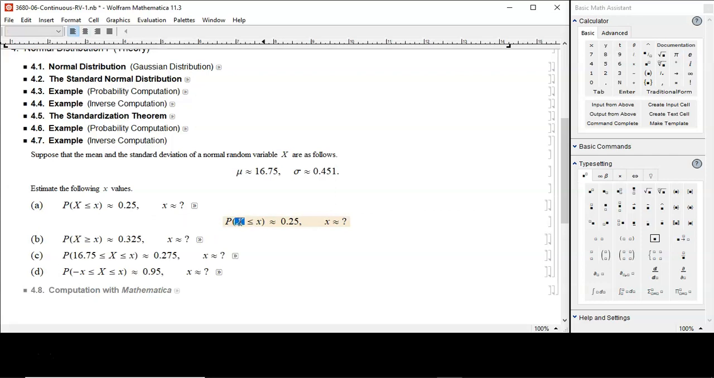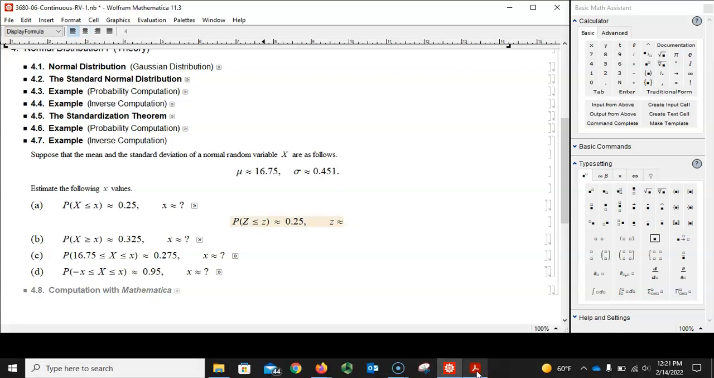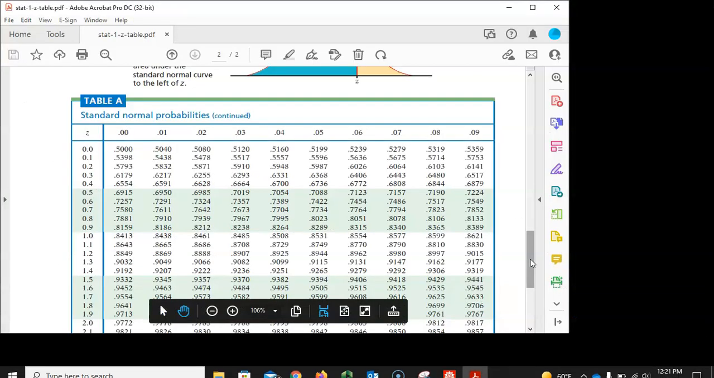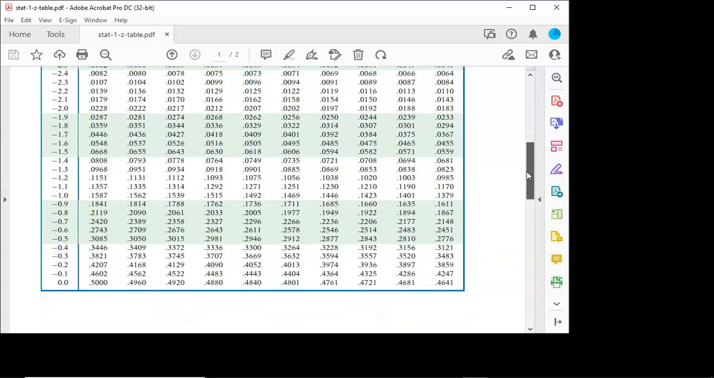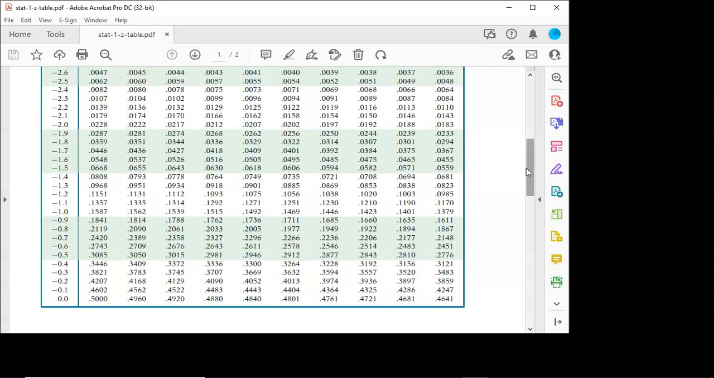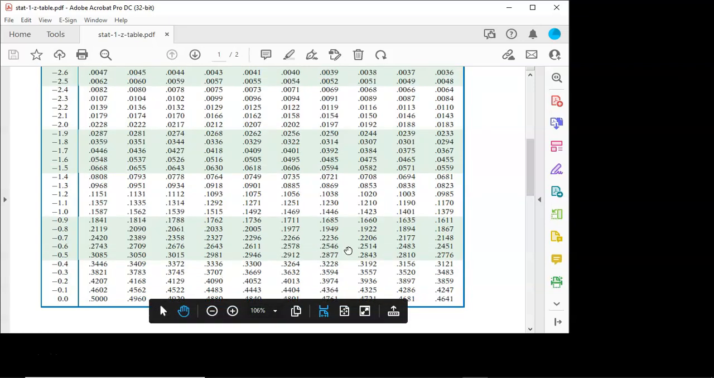So from the z table, we can backtrace and find out your z-score accordingly. Let's go back to your z-table, normal table. Where's 0.25? 0.25, right here. So we have 0.2514 versus 0.2483, somewhere in the middle.